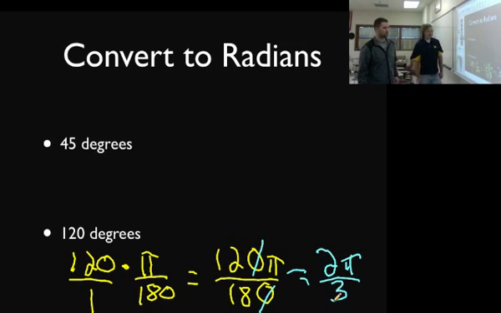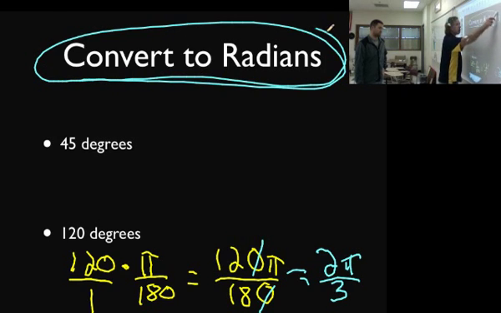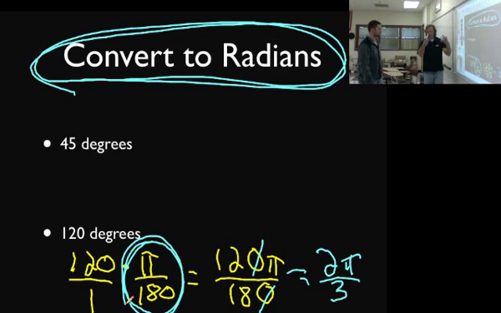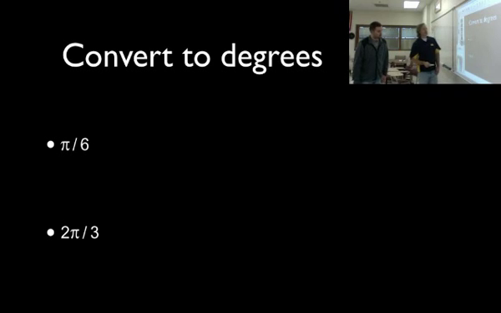Very good. Now, this is the key. Converting to radians, if you're taking good notes, you multiply by pi over 180. Pause. Write that down. All right, backwards. Convert to degrees.